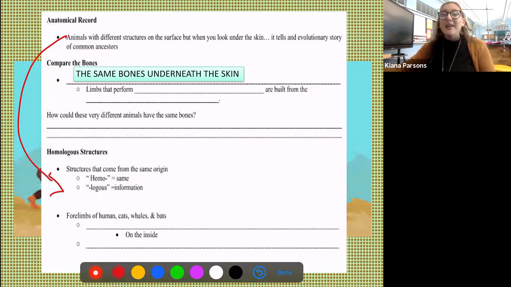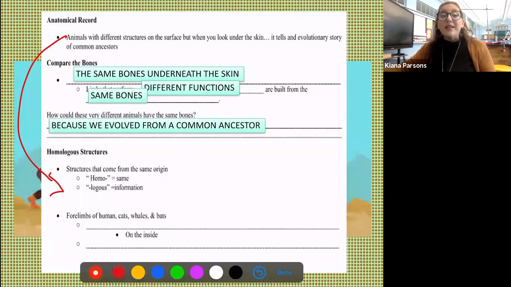Again, compare the bones. The same bones lie underneath the skin, and limbs that perform different functions are built from the same bones. This is homologous structures. How could these very different animals have the same bones? Again, this is evidence for evolution because it shows us that we evolved from a common ancestor that had those bones, and now we all do our different jobs. We fulfill our different roles with the same bones.